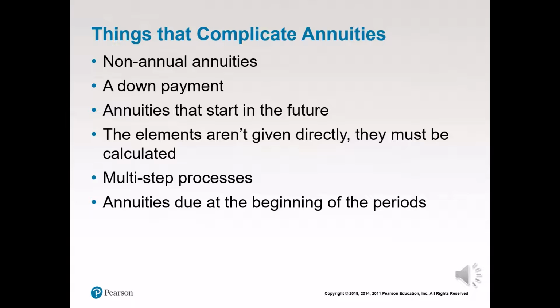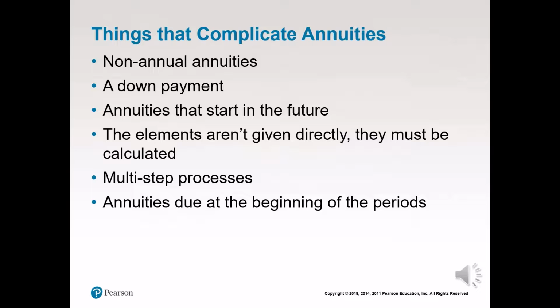Once you get the hang of them, annuities are no more complicated than calculating lump sums. But there are some things that do complicate them that you need to watch out for. Sometimes you'll be asked for non-annual annuity payments. That might be quarterly payments or twice a year payments. Sometimes you might have a down payment that will change your present value or your loan amount. Sometimes you might have an annuity that doesn't start immediately but starts in the future. Sometimes you have elements that aren't given to you and you have to calculate them.